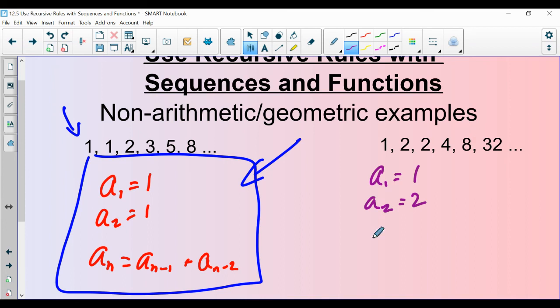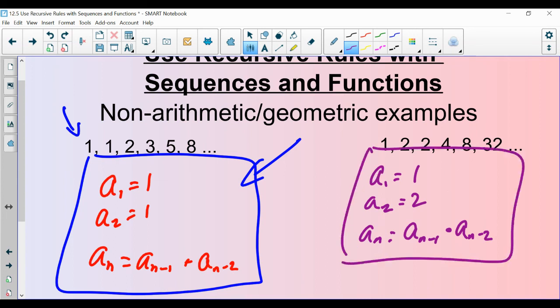So what you want to say is a sub n is the term that came before it times the term that came before that, a sub n minus 2. And that would be how we would write the rule for this particular non-arithmetic, non-geometric recursive sequence.